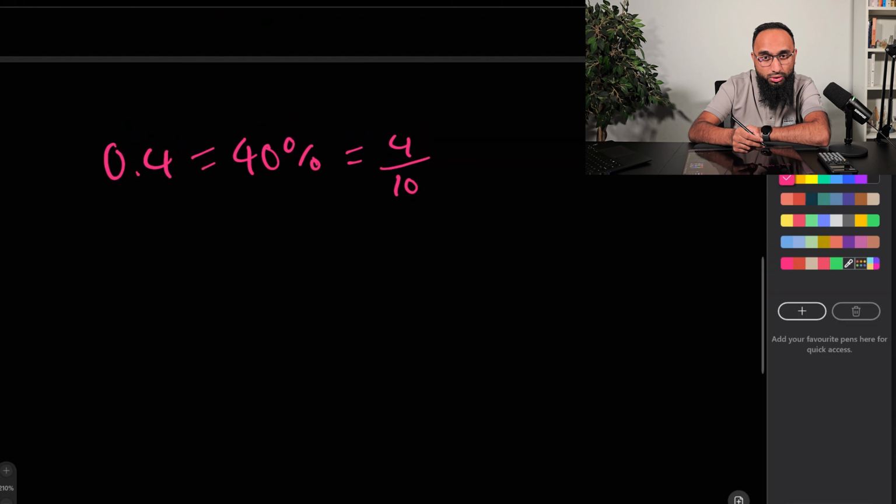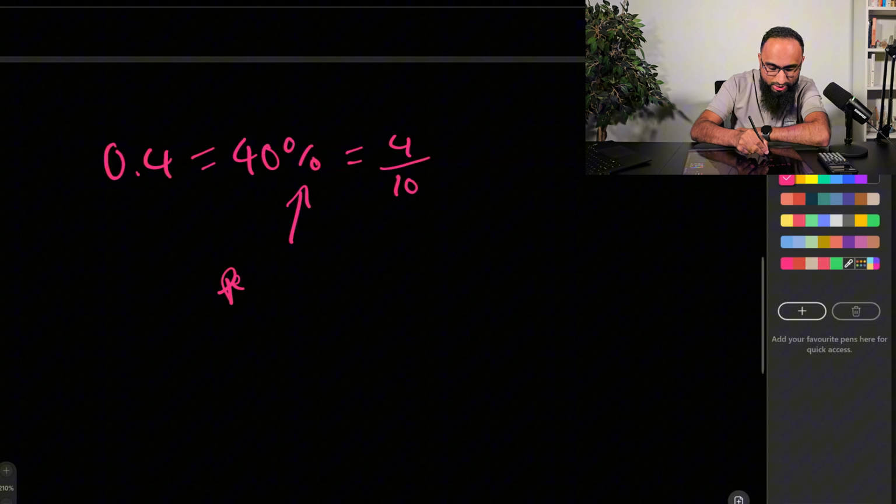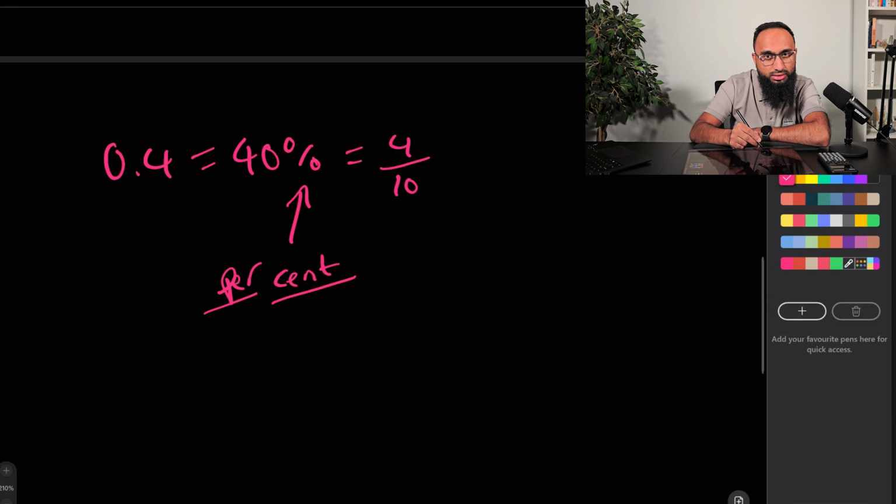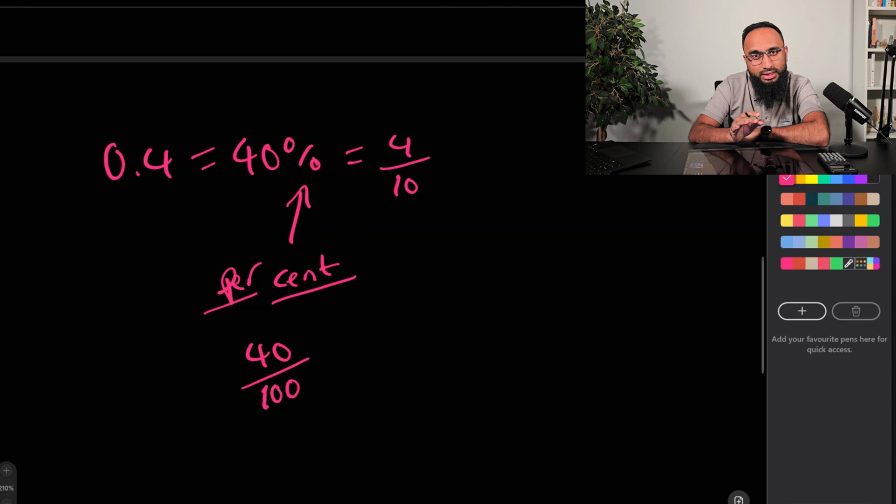So we all know that percent, the word percent, is literally made up of per and cent. So cent is referring to 100 and per is out of. So when we say 40%, we actually mean 40 out of 100. So in a percentage, the denominator is always 100.